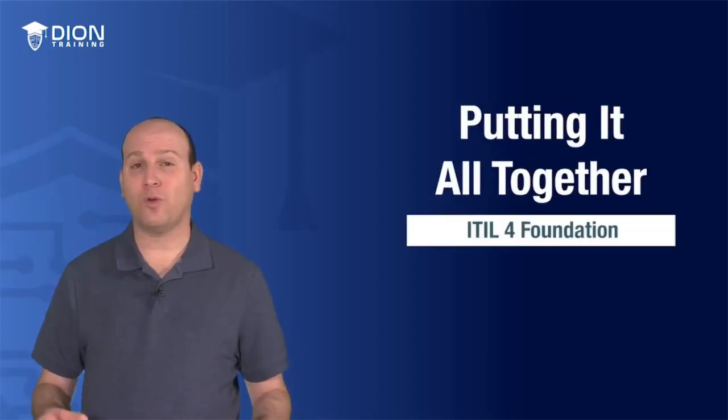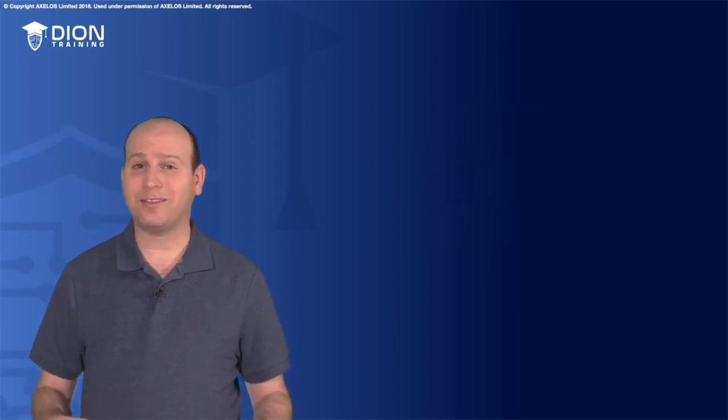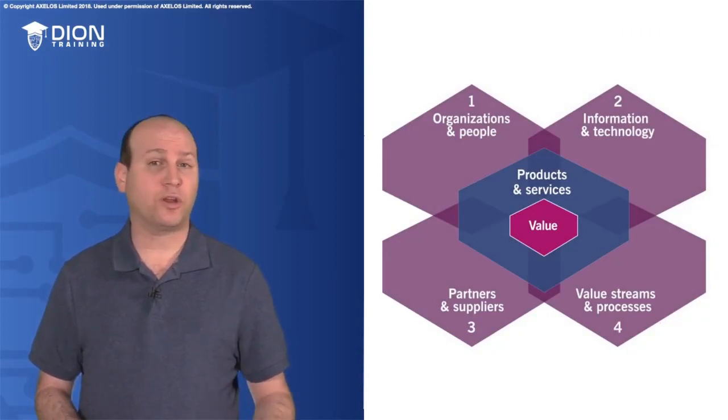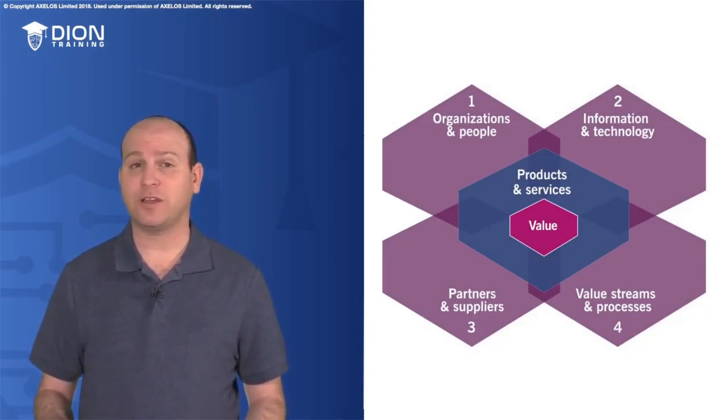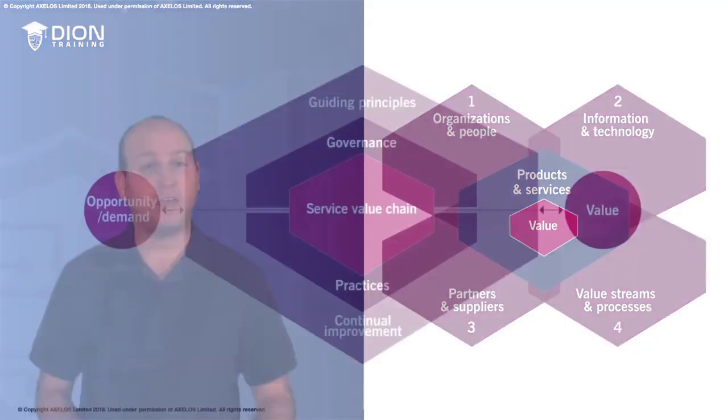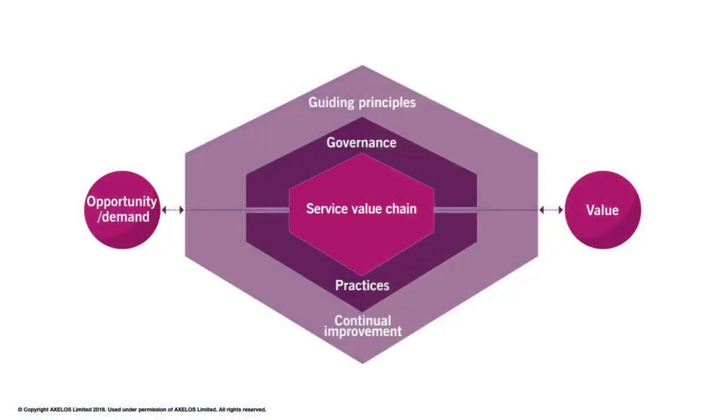We've come a long way throughout this course, and in this lesson, I want to put it all together. We started out talking about our 4 dimensions of service management, which include organizations and people, information and technology, partners and suppliers, and the value stream and processes. Then we talked about the ITIL service value system. This included our opportunity and demand as our input, and those were shaped by our service value chain, our governance, our practices, our guiding principles, and our continual improvement. And out the other side, we got value.